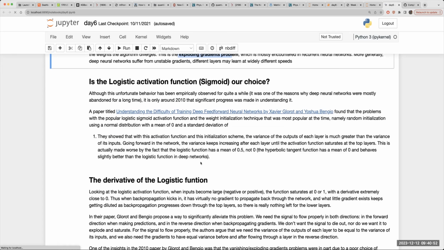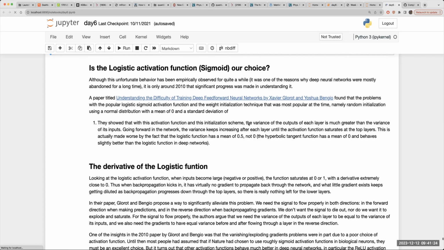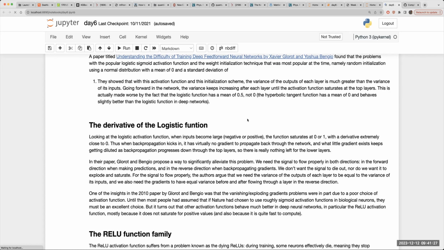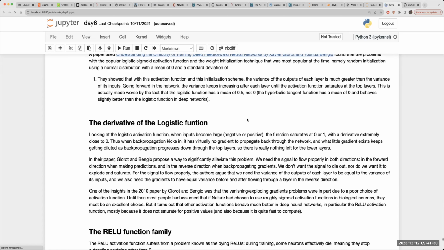So when people started to switch from the logistic function to other functions as activation functions, one actually obtained much better results. And that led to an explosion in activities in deep learning. There's a fundamental paper by Xavier Glorot and Bengio, which found that the problems with the popular logistic activation function and the weight initialization techniques were one of the main reasons why neural networks could end up with vanishing gradients. That paper really sparked off the deep learning revolution as we've seen it.